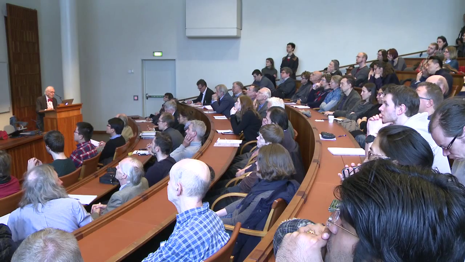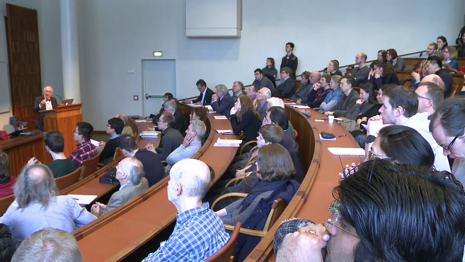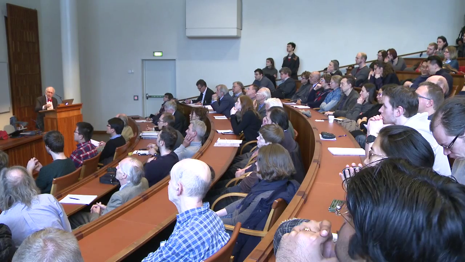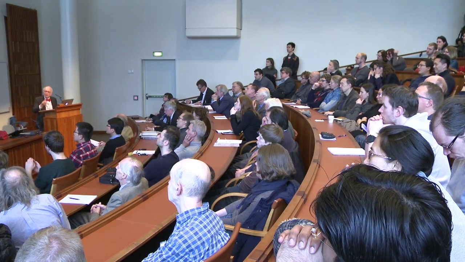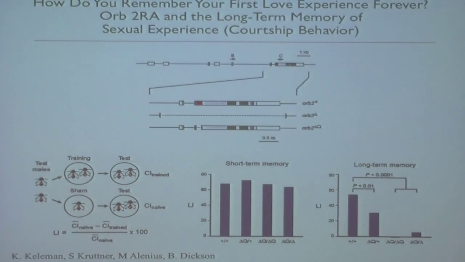The first experiment we did, actually together, was a very simple experiment. We wanted to see what happens if you put ARB2A into Aplysia neurons and you give serotonin. Can you convert it from a soluble form to an aggregated form? And we found that, in fact, the conversion pathway seems to be preserved. You could convert it. And then we did an actual behavioral experiment.